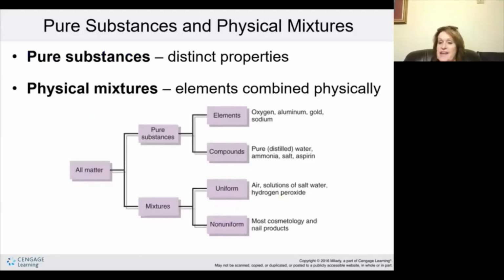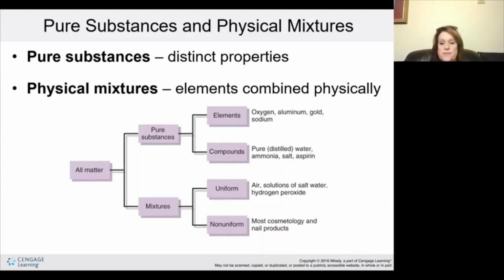Pure substances, a chemical combination of matter in definite fixed proportions. That's a pure substance. Pure substances have unique properties. Aluminum foil is an example of a pure substance. Make sure that you know the example. It has only atoms of the element aluminum.